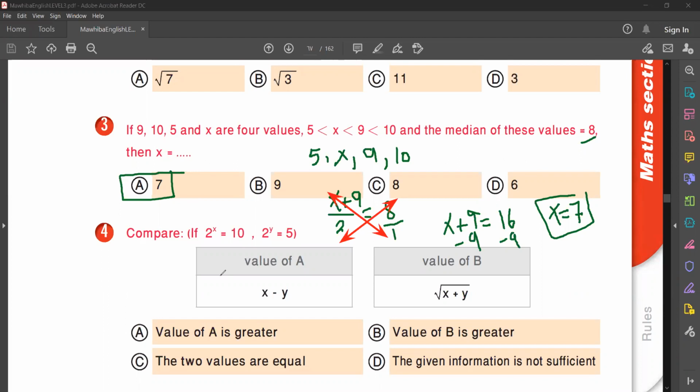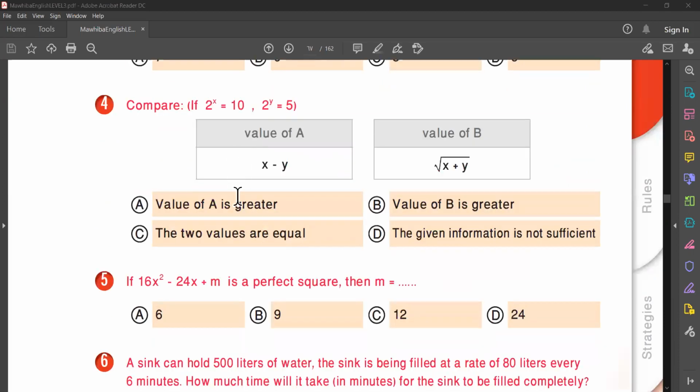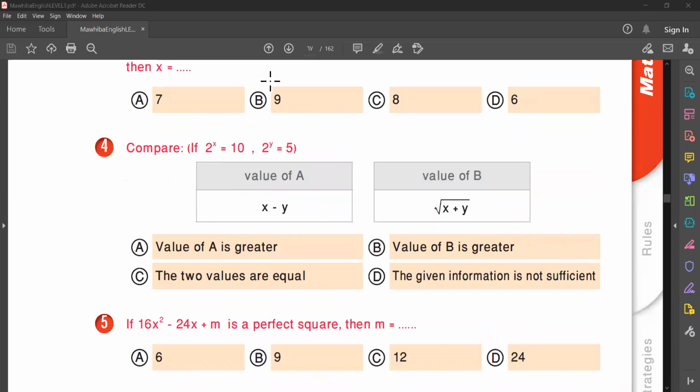Compare: if 2 to the power x equals 10, and 2 to the power y equals 5. How do I compare between two values, value of A and value of B? Who is greater? Okay, now he said 2 to the power x equals 10 and 2 to the power y equals 5. Pay attention, please. How do I find x and y?